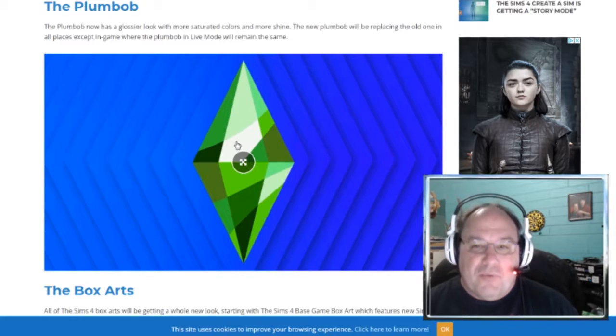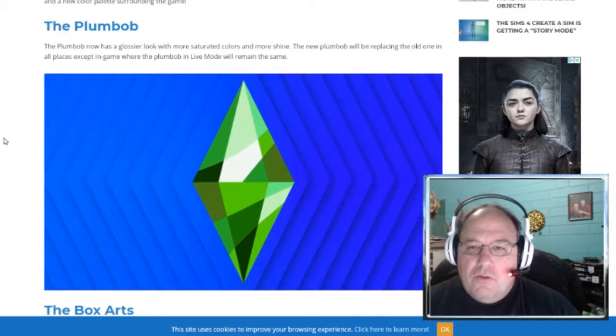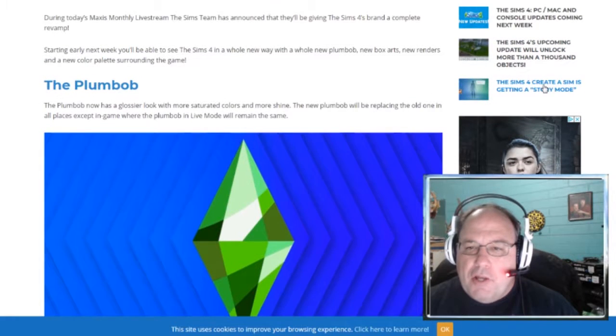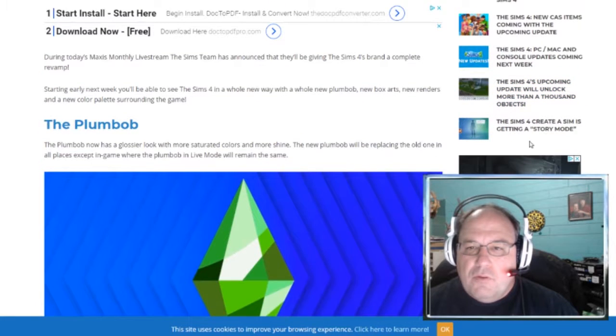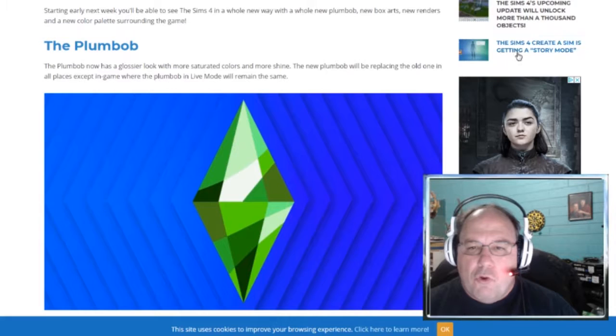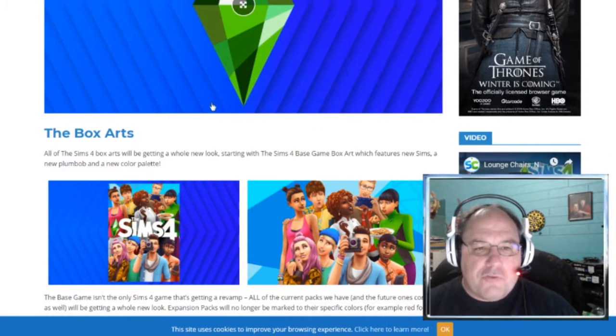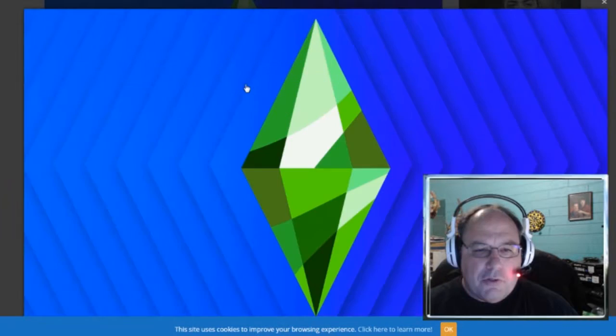Ooh, something over here about Create a Sim getting a story mode. You guys see that right over here? And then there's another update that's going to be unlocking a lot more objects. Interesting. New Create a Sim items coming with the update. Okay, so there's a whole bunch of stuff coming here, but let's stick on target. Let's click this. Oh, that's all it does. It just makes it bigger.